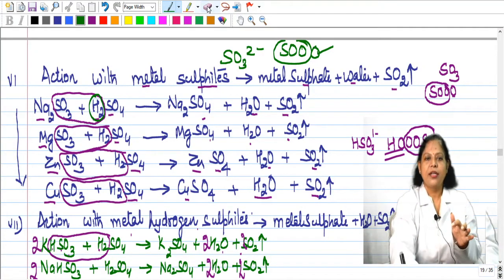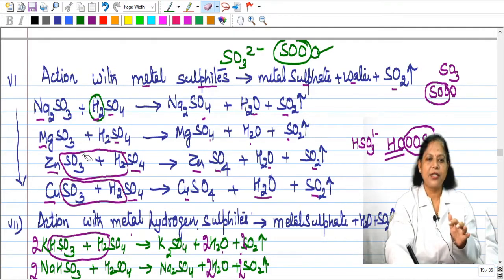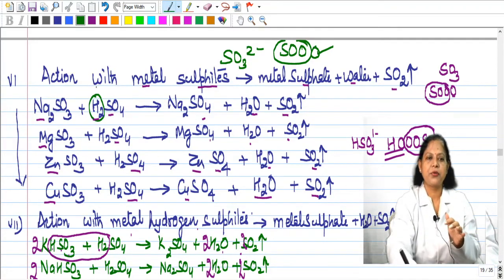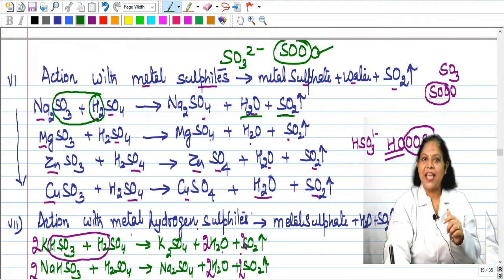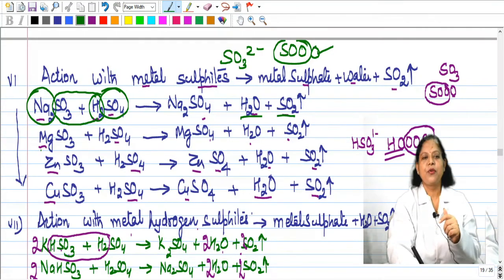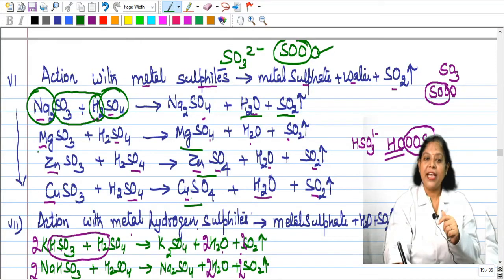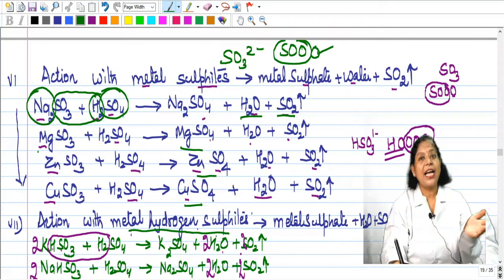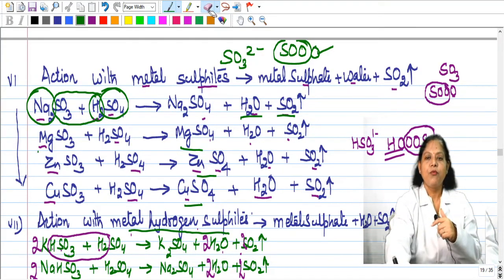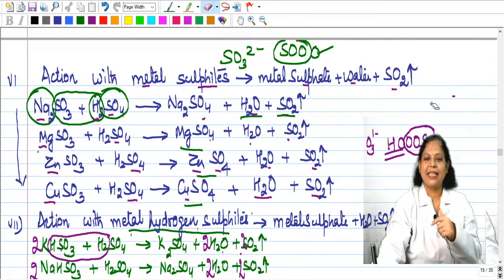Okay, so now let me make it a little clear so that when I'm explaining you are able to see. So the hydrogen from sulfuric acid and sulfite will form what? Water and sulfur dioxide, and you will get metal and sulfate. Okay, so similarly you will get magnesium sulfate, zinc sulfate, copper sulfate. Right, now if you take hydrogen sulfite, so like hydrogen carbonate, here also what is hydrogen sulfite? Let me explain it here.